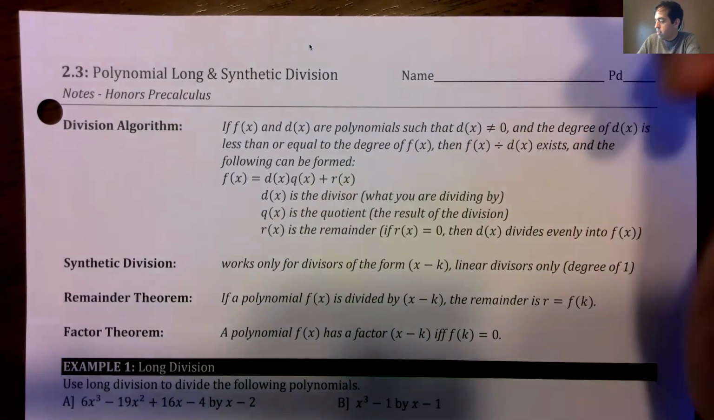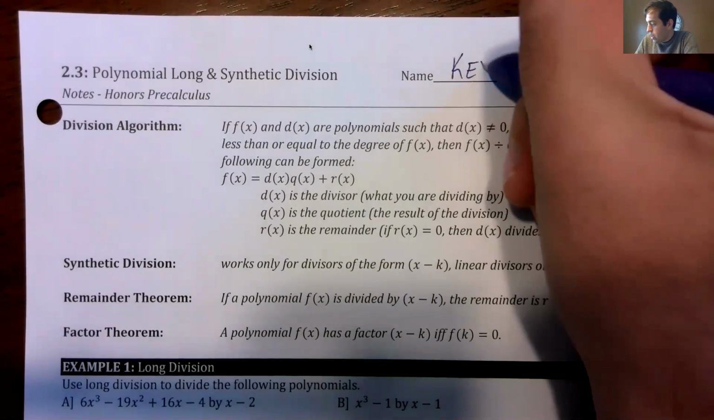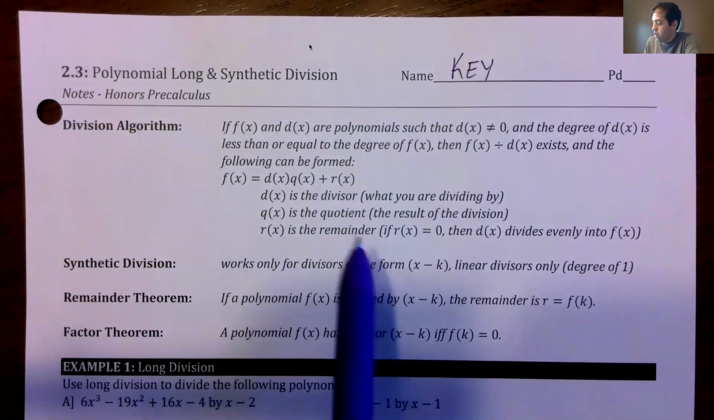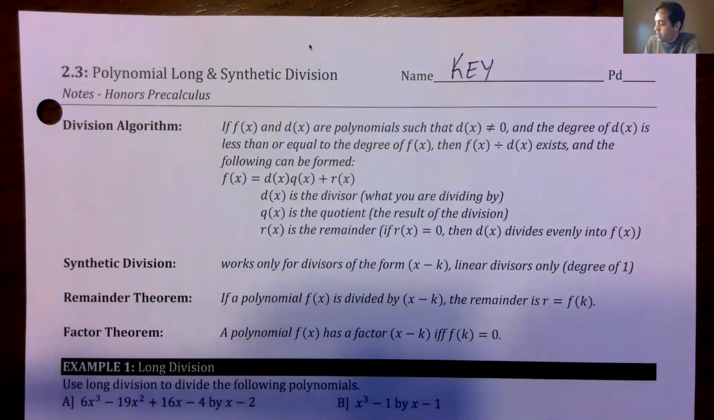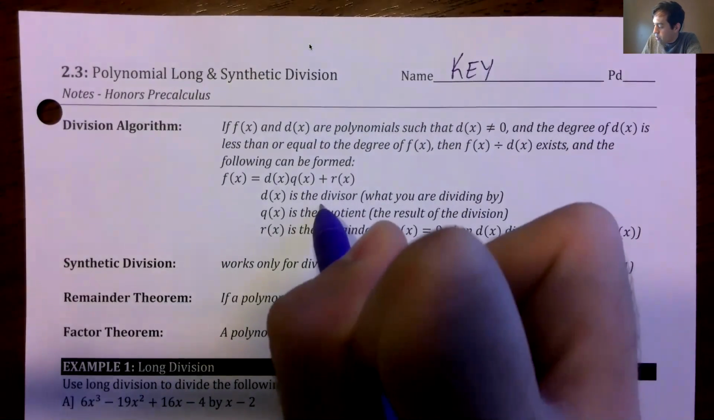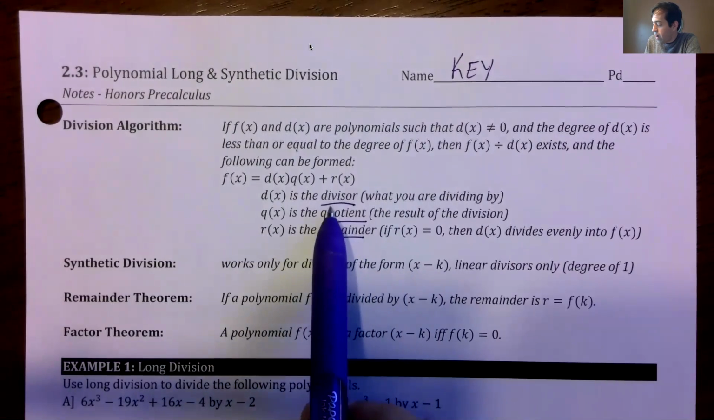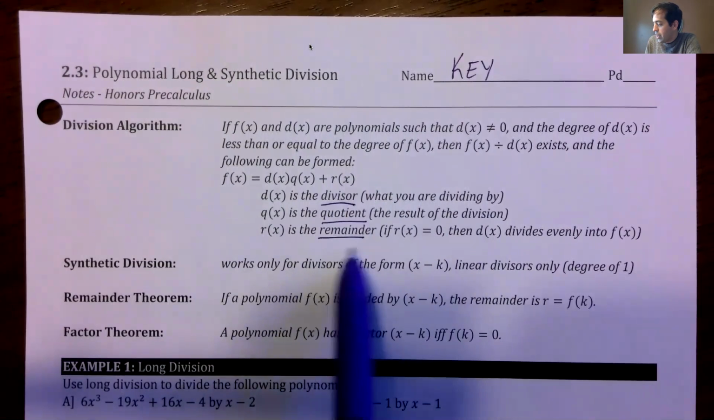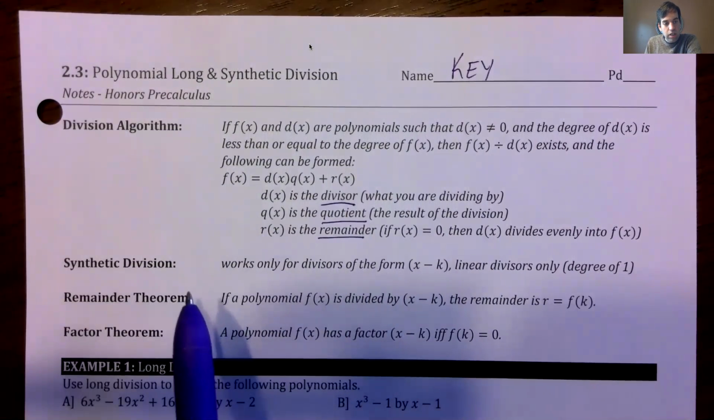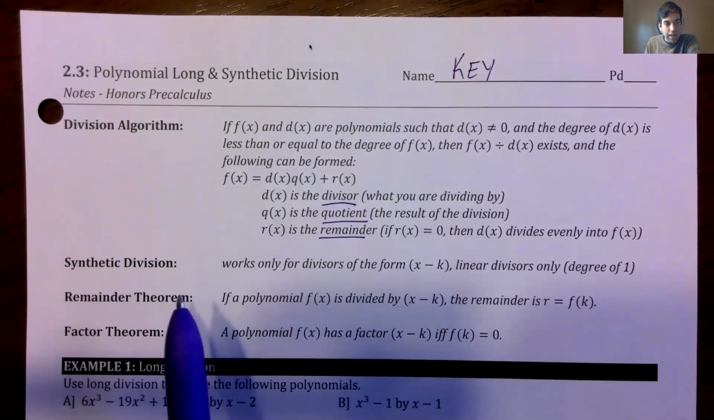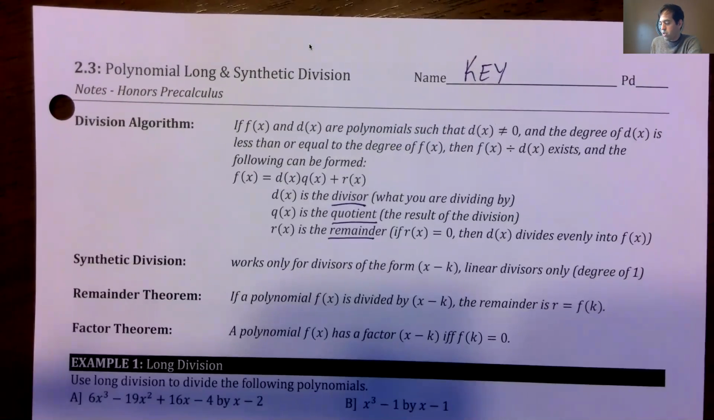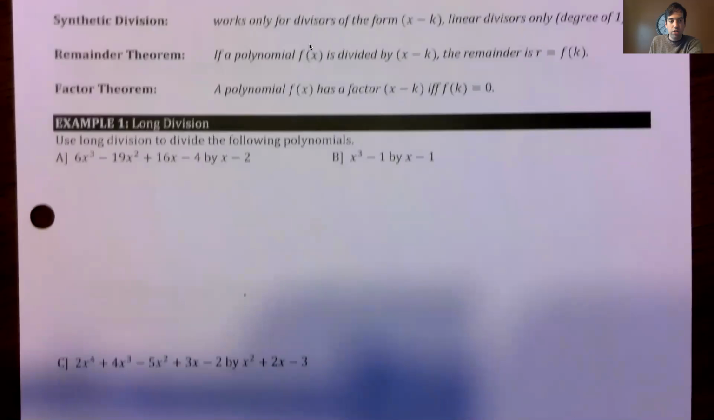First of all, we've got our division algorithm, and there's all sorts of crazy stuff going on over here, but really the important thing is that we have 3 vocab terms that we need to know. We need to know divisor, what we're dividing by, the quotient, which is the result, and the remainder, which is what's left over, right? Synthetic division, we're going to learn about later on in the notes, as well as these 2 theorems. But let's just get right into the long division.